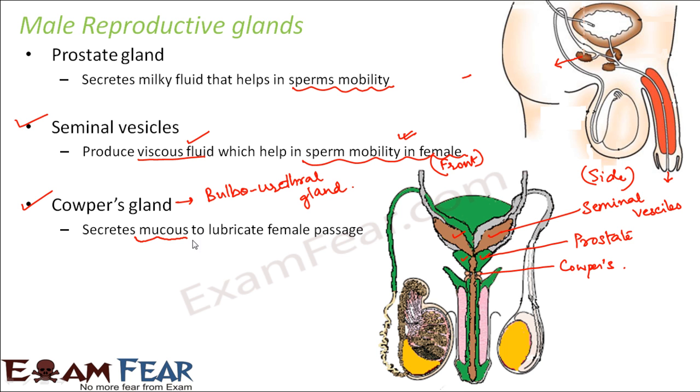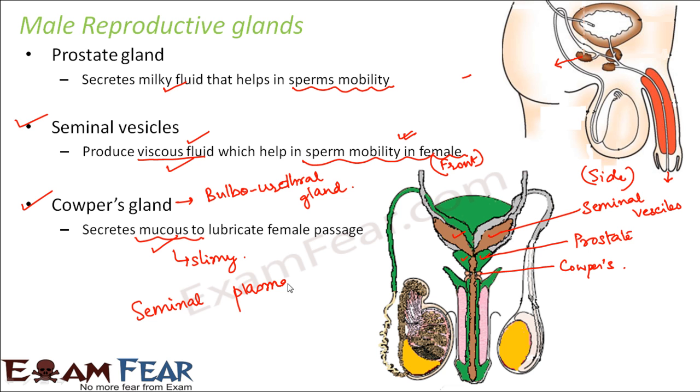So, mucus is a slimy substance. So, anything which is slimy will make the surface slippery, and that's what it does. So basically what we see is secretion from all these glands. They constitute a fluid. So one of them secretes a milky fluid, one secretes a viscous fluid, one secretes a mucus. So basically all of these are fluids, and all these secretions together constitute the seminal plasma. So secretions from all these three form the seminal plasma.